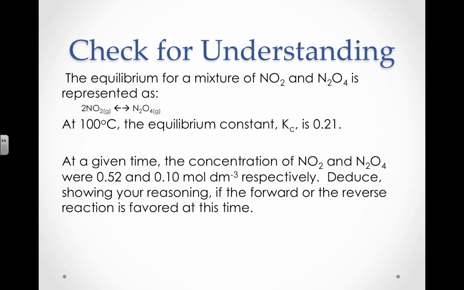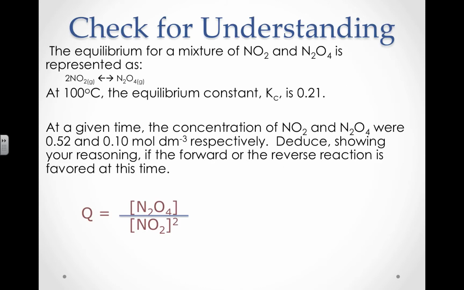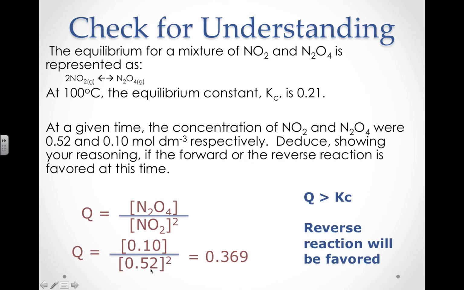So if we're going to do this, we're going to plug in those values of NO2 and N2O4 into our equilibrium expression, and we get 0.369. Well, 0.369 is greater than our Kc value of 0.21. So that means we have too much in our numerator, not enough in our denominator. Too much product, not enough reactant. So the reverse reaction will be favored, or will predominate until equilibrium is established.